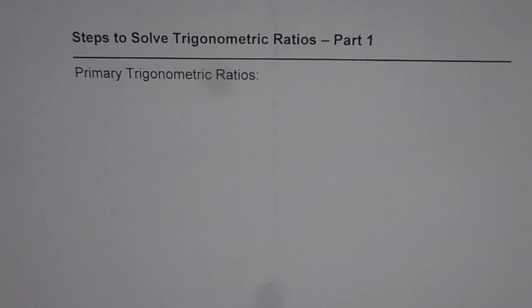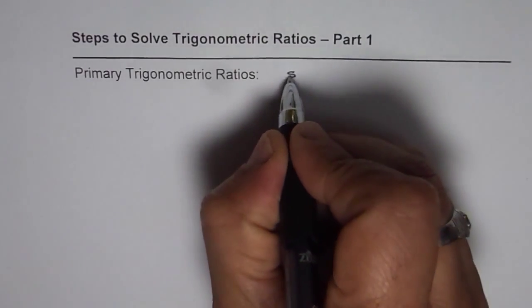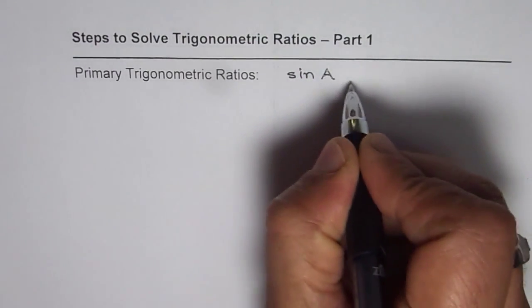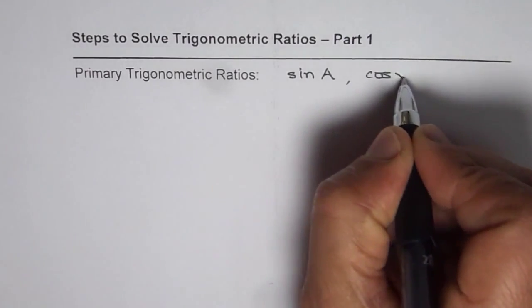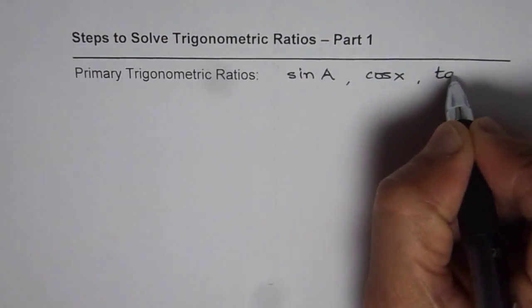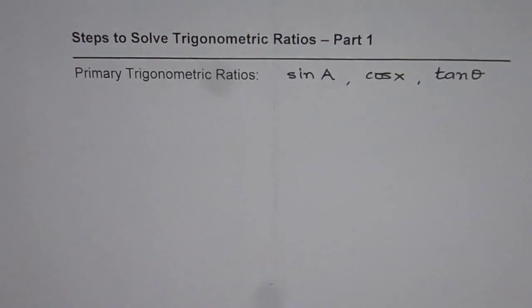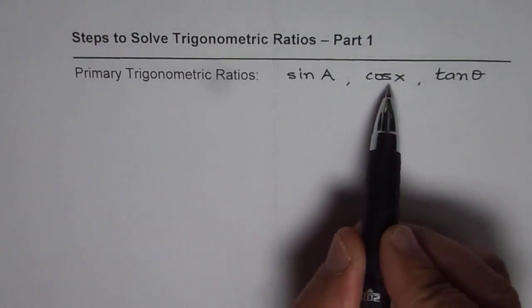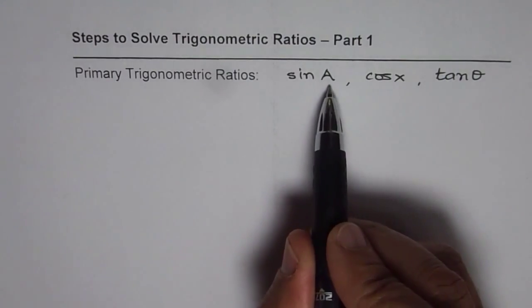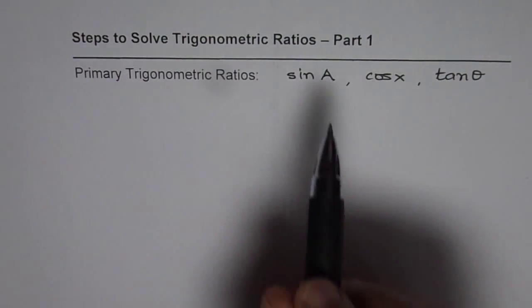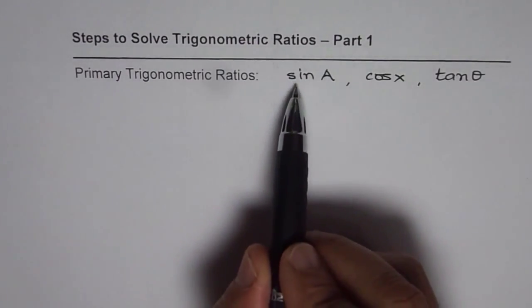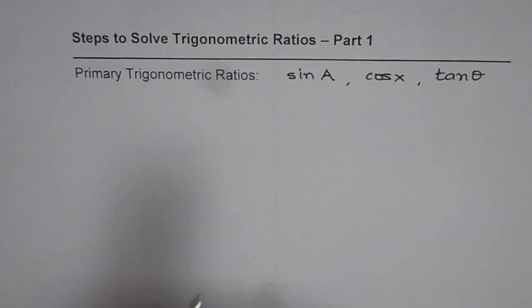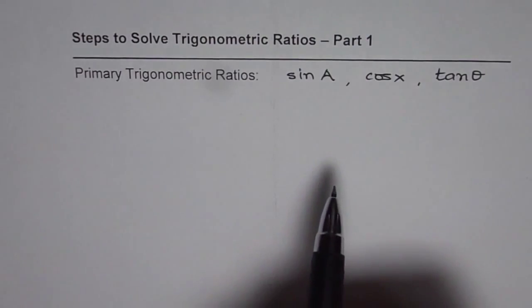We'll concentrate on primary trigonometric ratios. That is to say, sine A, for example, cos x, and tan theta. I'm using sine A, cos x, tan theta just to tell you that this angle is not always x or theta. It could be anything. So the trigonometric ratios we are considering now are primary trigonometric ratios, which means sine, cosine and tan.